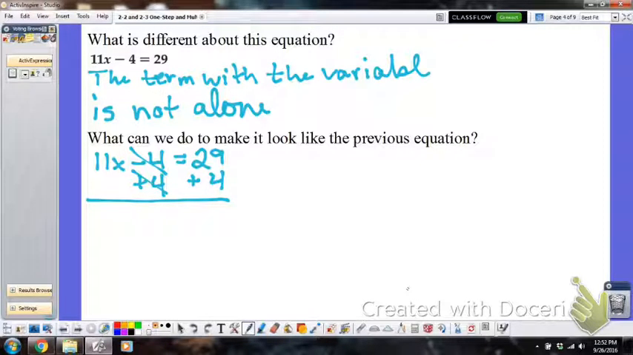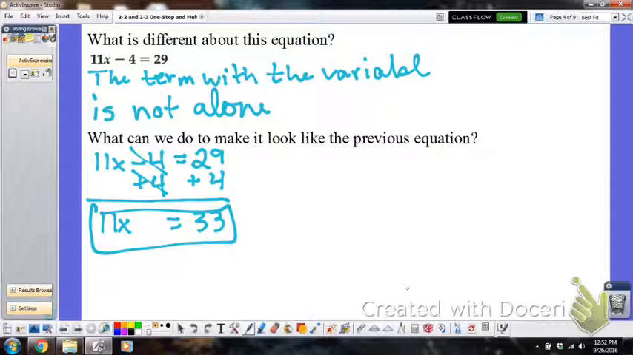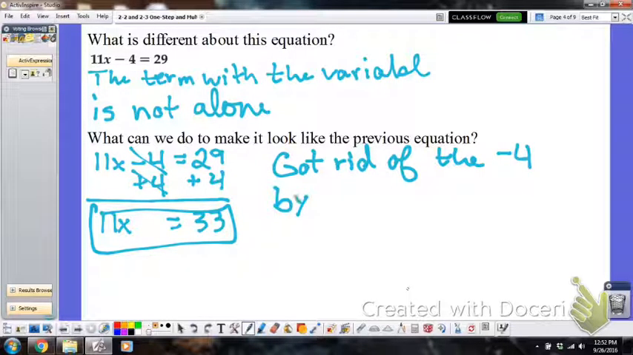Again, these cancel out. Now I have 11x equals 29 plus 4, which is 33. And now I have an equation I know how to solve. That looks like what we know how to solve. That's just divide by 11. I'm done. So to make it look like the previous equation, we got rid of the negative 4 by adding 4 to both sides.